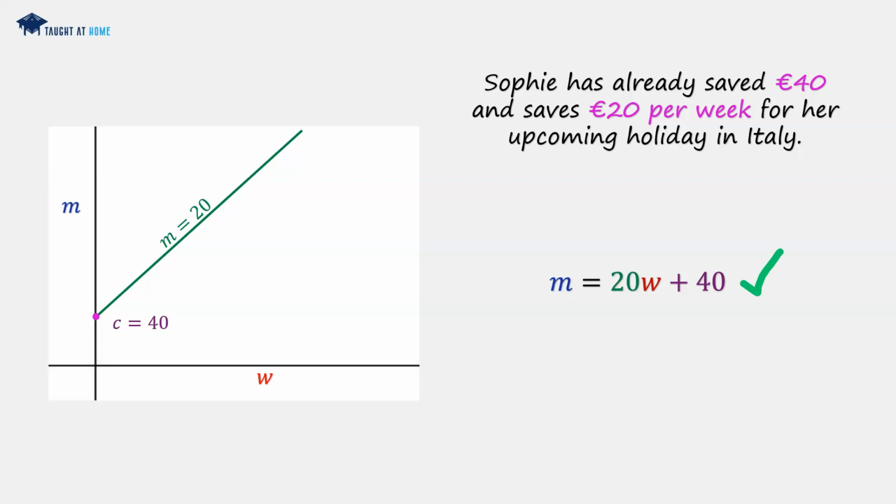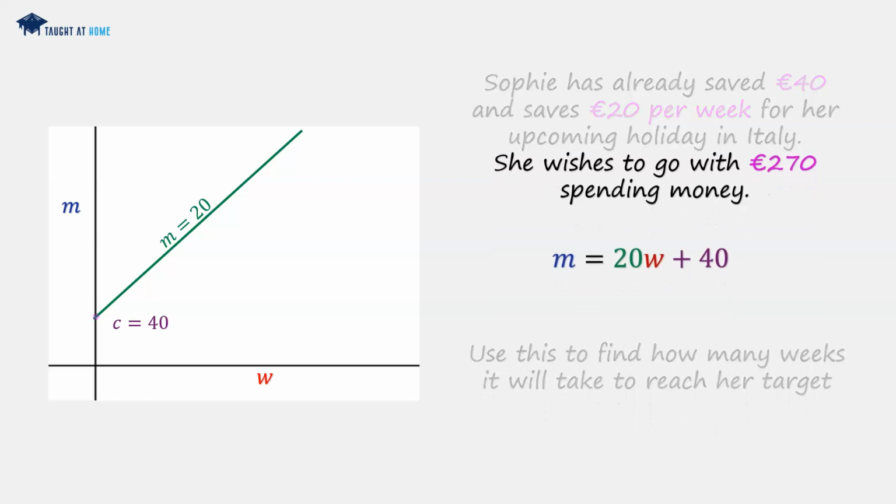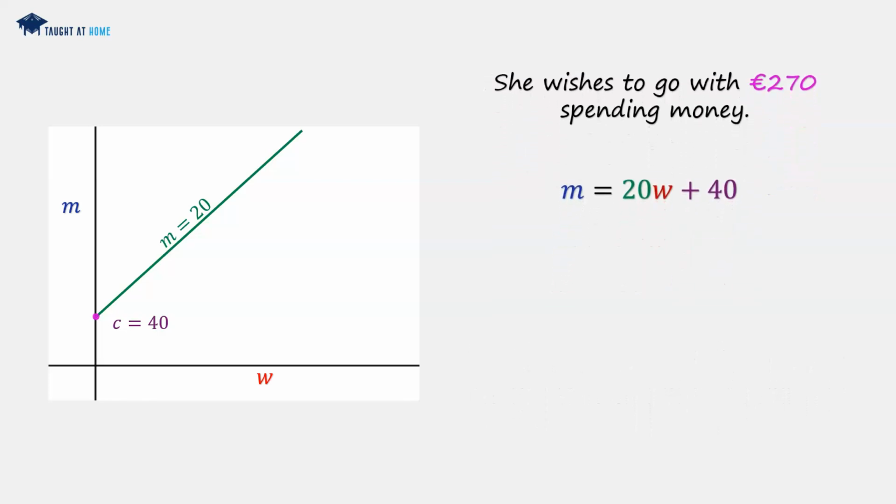So now let's figure out how long it'll take Sophie to reach her target, because she wants to go with 270 euros. So how many weeks will it take? Well, we know she wants M to equal 270, so we can substitute M for 270, and then let's solve for W.